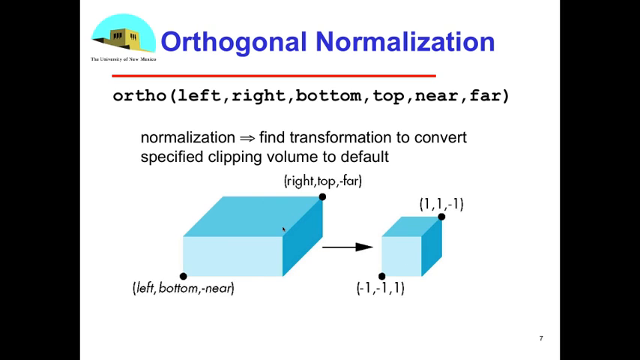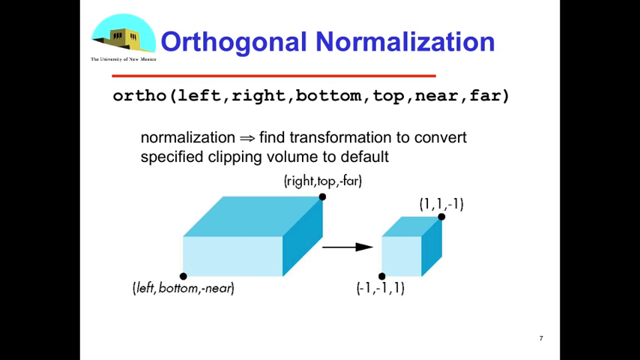So if I want to keep everything in here, what are the functions that are going to map this right parallelepiped into this cube? And again, here we have the same issue that 1 is going to be over here in the positive z direction, and minus 1 is over here. Okay, so how do we do that? Well, there are going to be two steps.